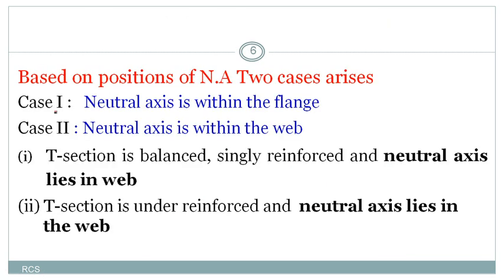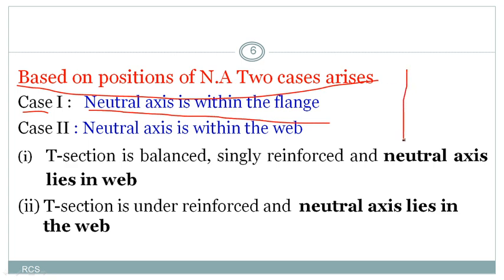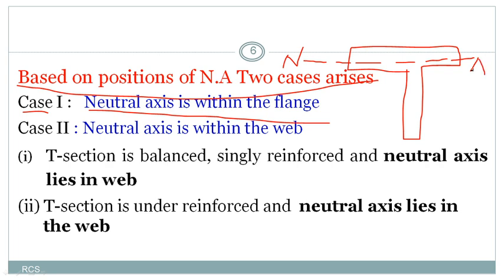Based on the position of the neutral axis, two cases arise. How many cases arise? Two cases arise. The first case is neutral axis lies within the flange. Say like this, it's a T beam. This is a flange. Now my neutral axis is here. So I can say from this, the neutral axis falls in the flange area.